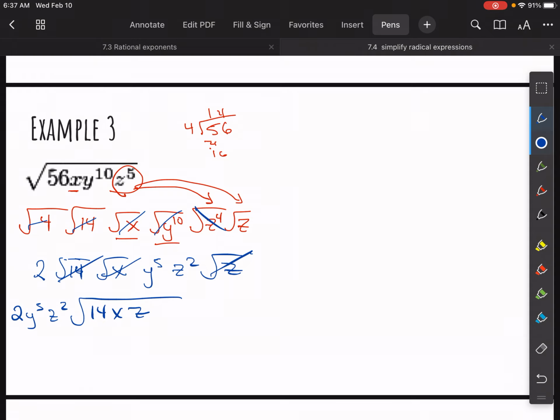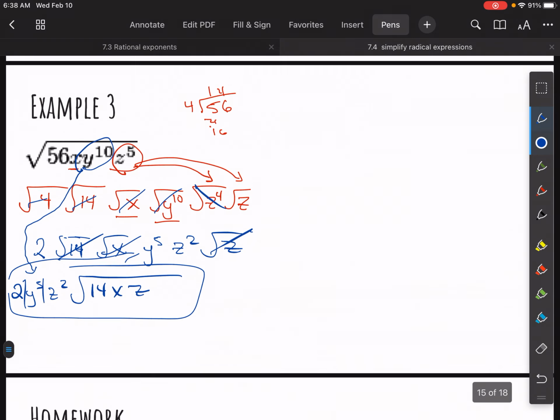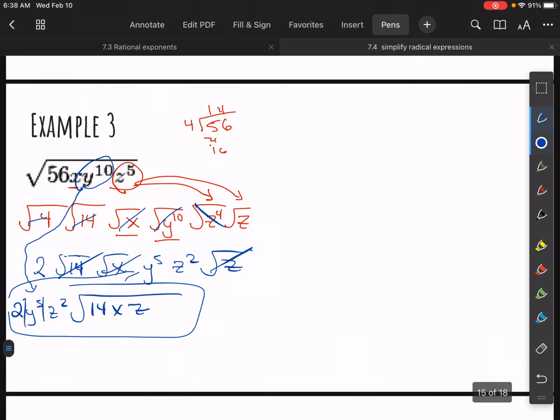The last thing I need to check is, did I go from an even exponent to an odd? And I did with the y, right? I started with y to the 10th, which is even, and I went to y to the 5th. So that's in absolute value bars, and I'm done. So whenever you go from even to odd, you got to make sure to remember those absolute values.